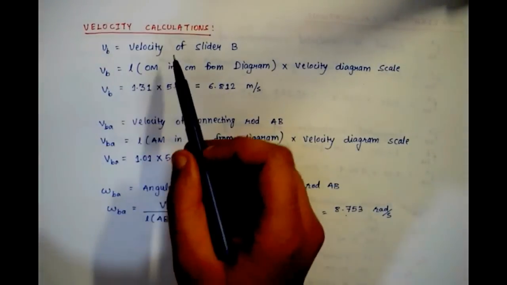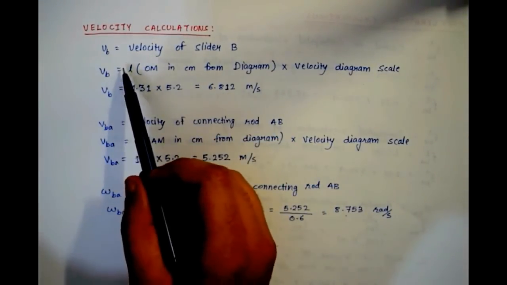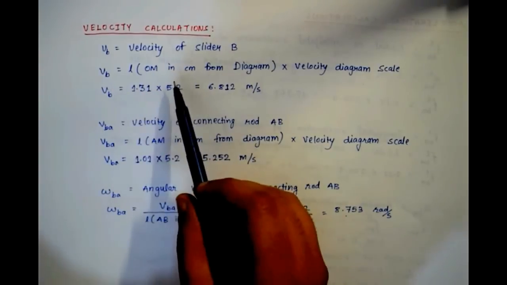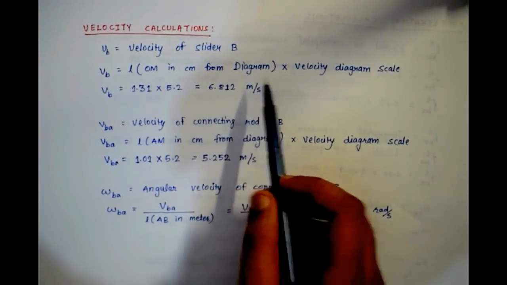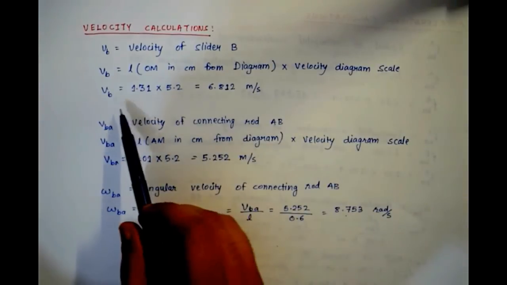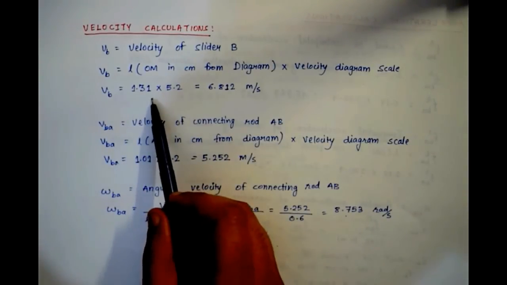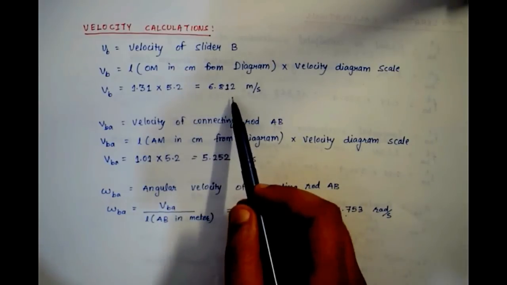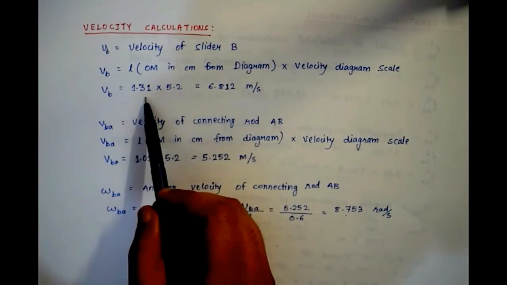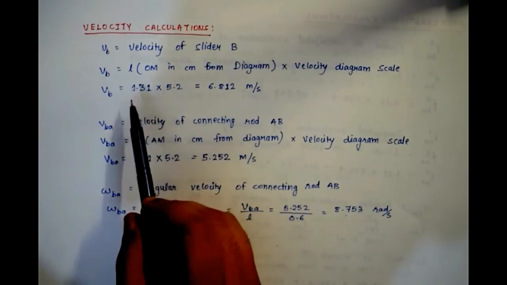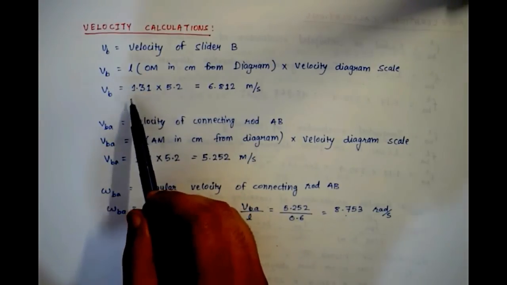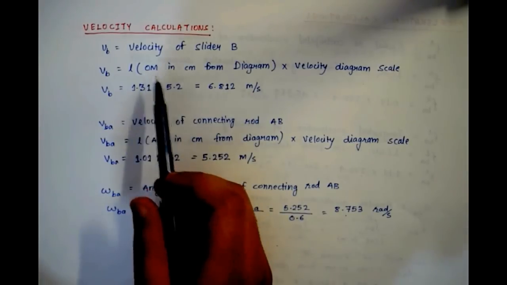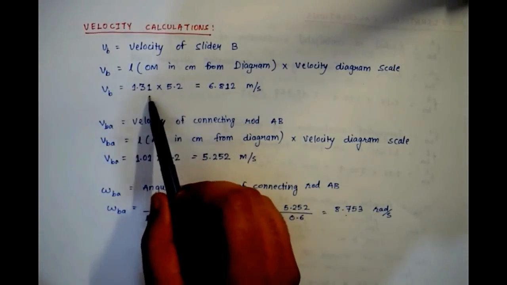Now here are the velocity calculations. VB equals the velocity of slider B. VB is given as OM in centimeter from the diagram into the velocity diagram scale, that is 1.31 into 5.2 equals 6.81 meter per second. This 1.31 is the value we have measured from the diagram by the scale. We have used this value here, OM, that we have written before.